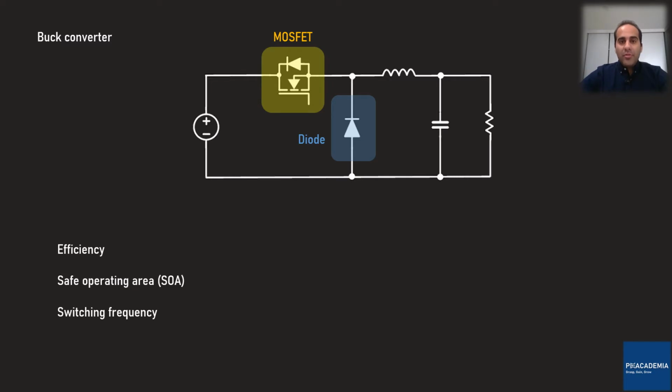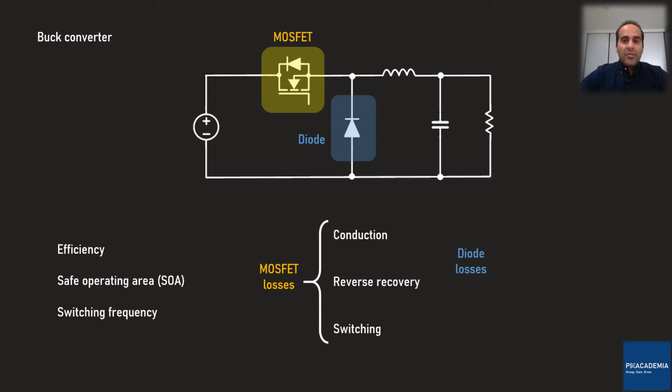Of course, a smart designer such as you does not practically implement the converter first and then take care of those I just mentioned. For example, for calculating the efficiency, we need to know the losses in the system. The MOSFET and diode have losses. Generally, the losses in a MOSFET are categorized into conduction, reverse recovery, and switching. The losses in the diode are categorized into conduction and reverse recovery.